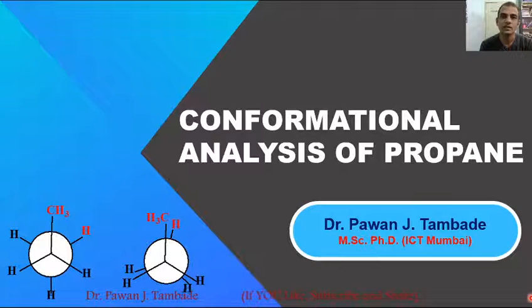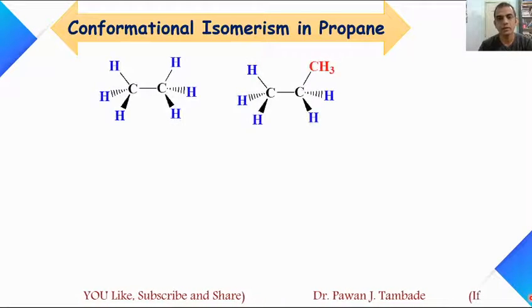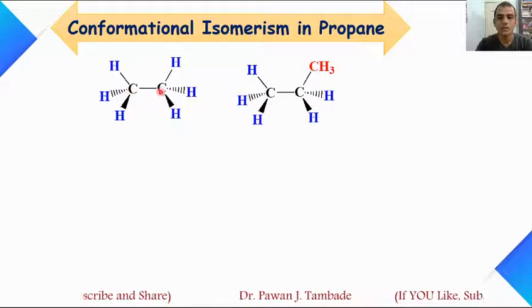Dear friends, in the last video lecture, we saw conformational analysis of ethane. Now in today's video lecture, we will see conformational analysis of propane. If you look at the structure of ethane and propane, there is a difference of one CH3 group. Ethane contains 2 carbon atoms, however propane has 3 carbon atoms.